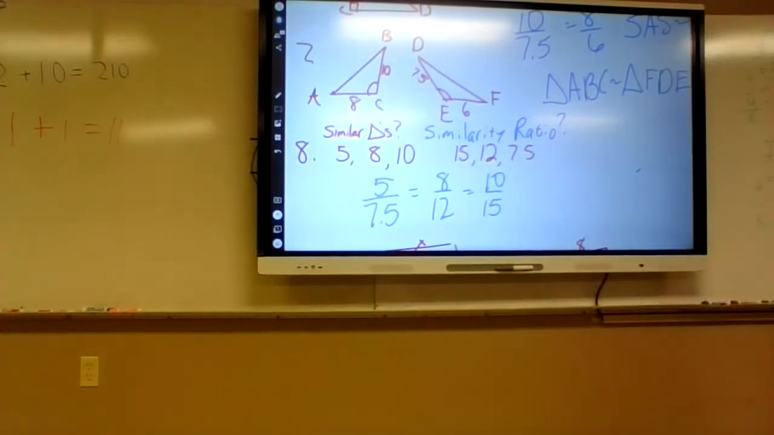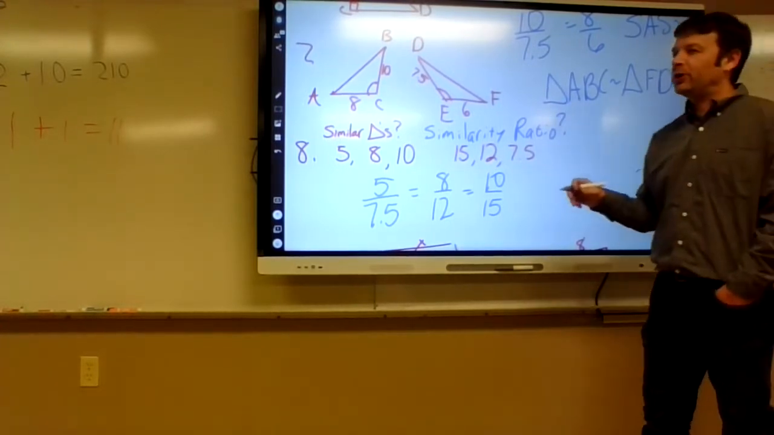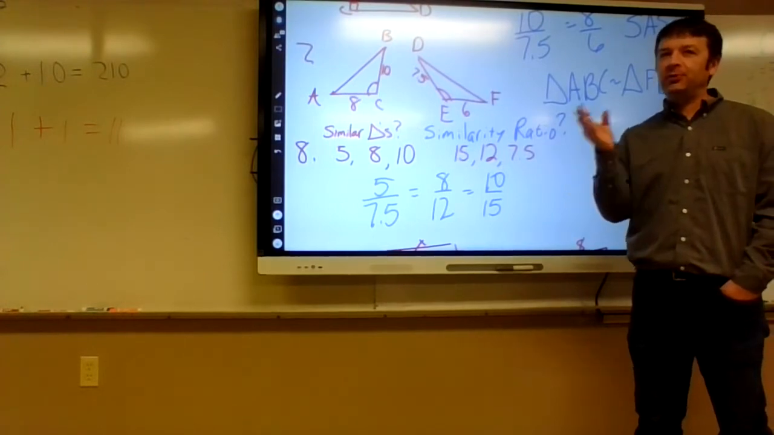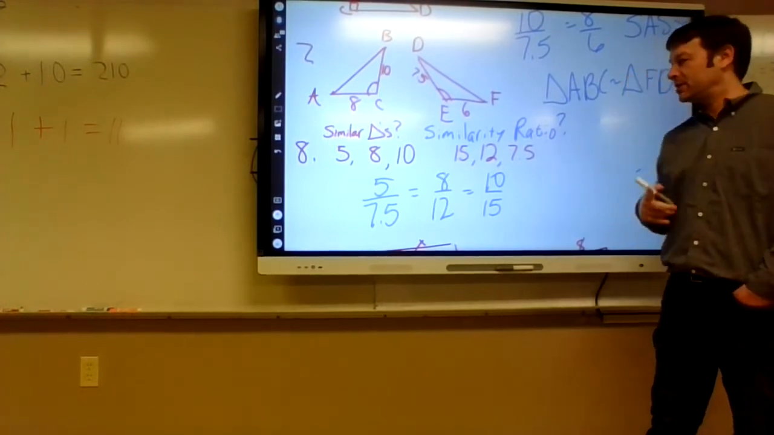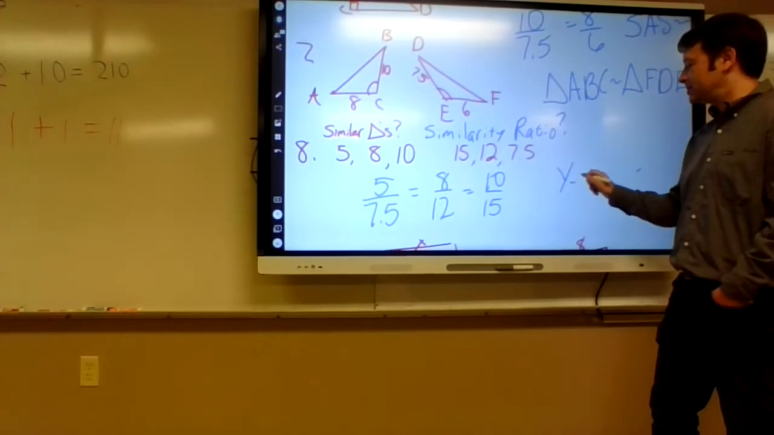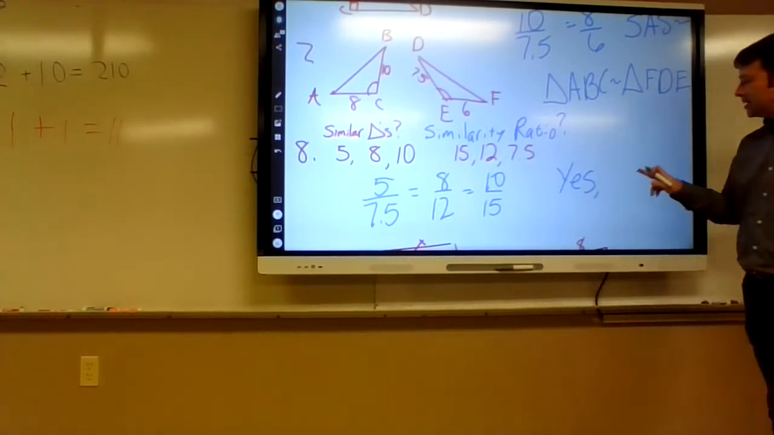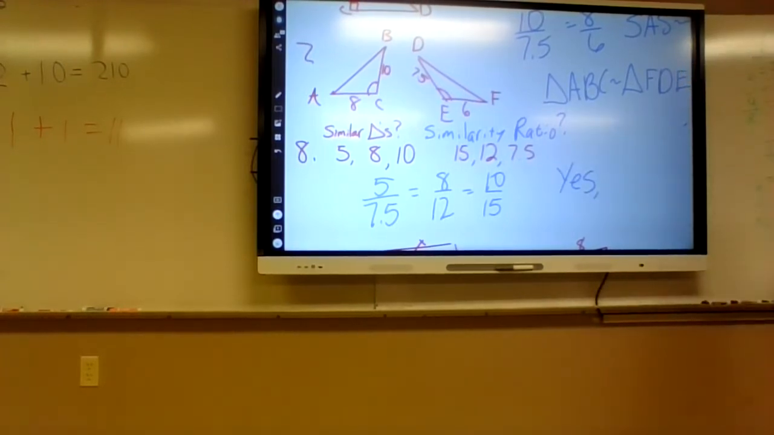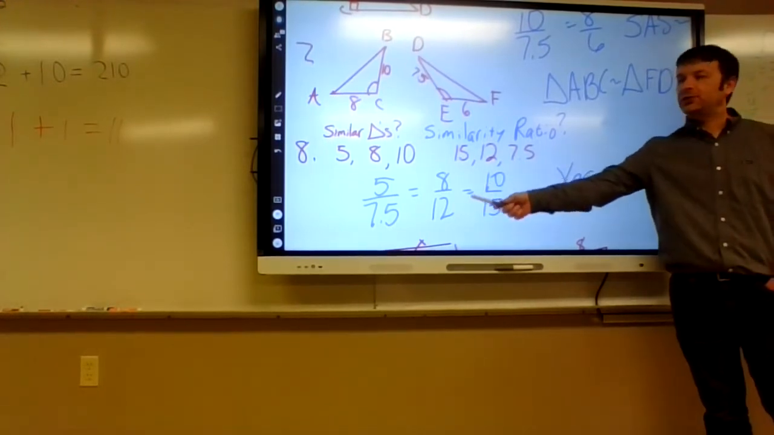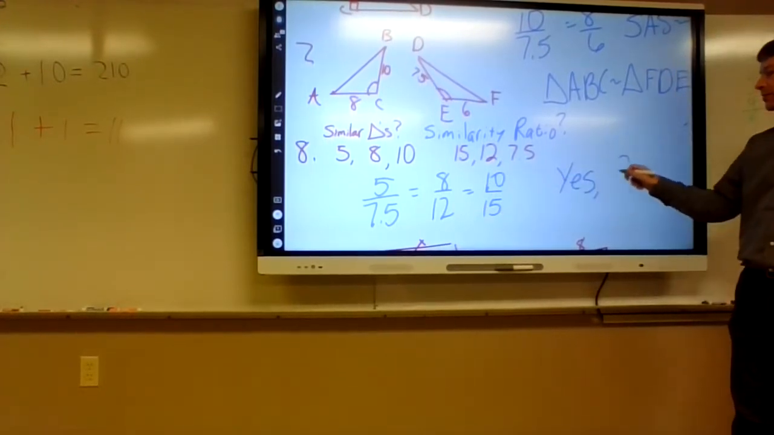Are they all equal? Yeah. So you can divide them all on your calculator, or you could cross multiply. I'm guessing one of the ones on the test is going to be a no and one's a yes. I think there's 2 of these on the test. But this one is a yes. And then what is the similarity ratio? 2/3. Yeah, what is 10 to 15 or 8 to 12 reduced to? 2 over 3, 2 to 3.